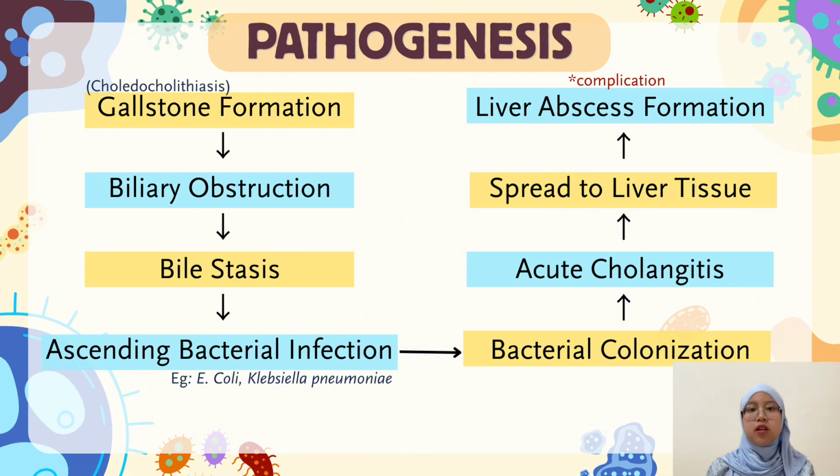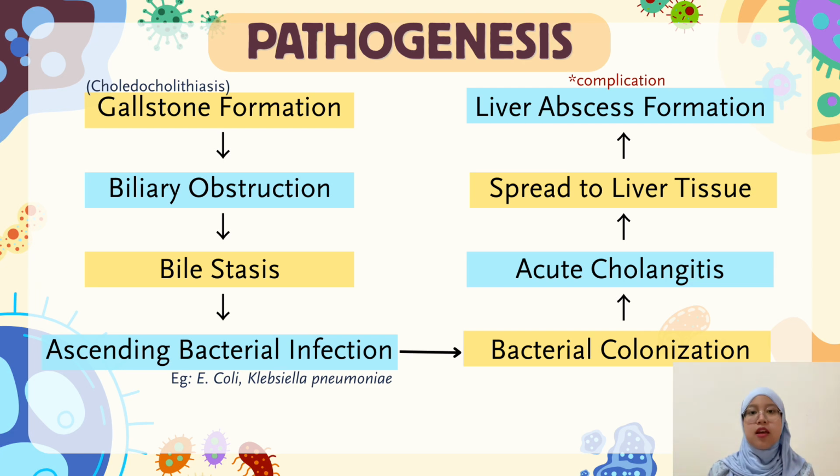As the bacterial population increases, acute cholangitis develops. At this stage, the inflammatory response damages the bile duct and surrounding tissues. So if the infection is not treated promptly, the bacteria may spread beyond the bile ducts into the liver tissue. Consequently, continued bacterial multiplication and tissue destruction can occur. Finally, this may lead to formation of a liver abscess, which is a localized collection of pus within the liver.